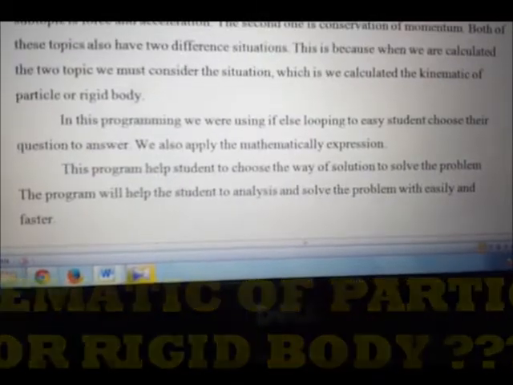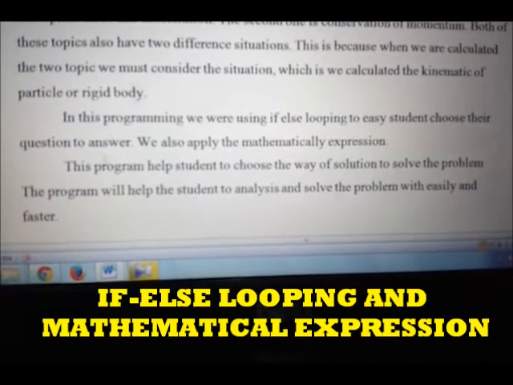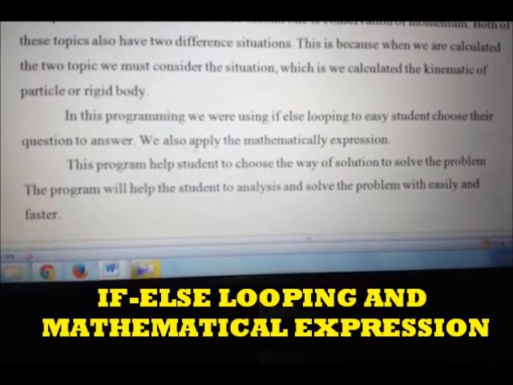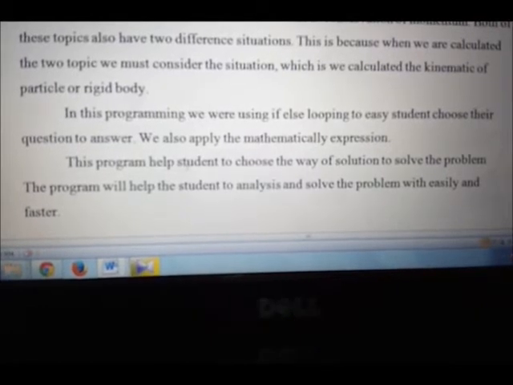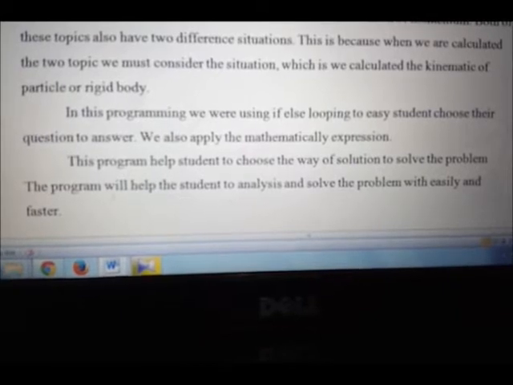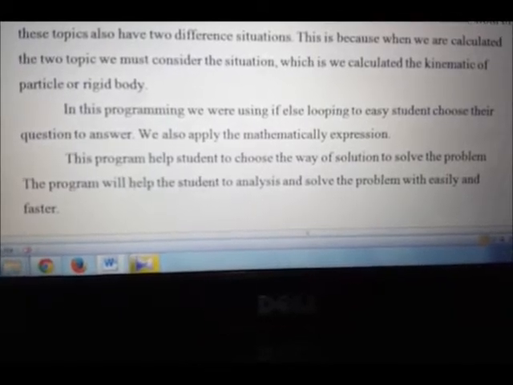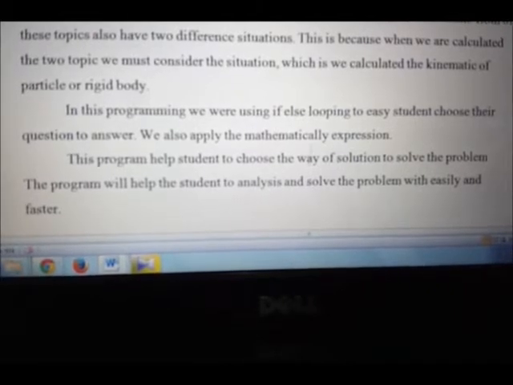In this programming, we were using if-else looping to make it easy for students to choose their question to answer. We also apply the mathematical expressions. This program helps students to choose the way of solution to solve the problem. The program will help the student to analyze and solve the problem easily and faster.